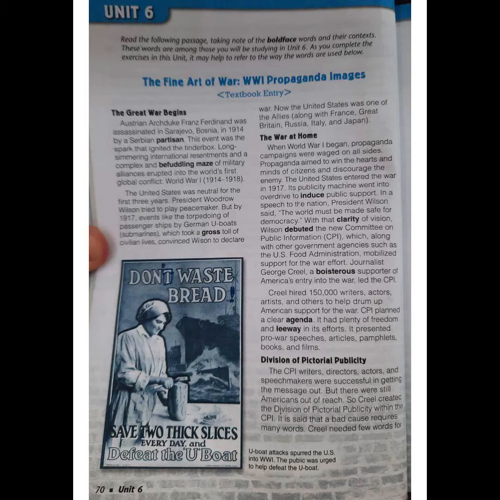The war at home. When the United States entered the war, its publicity machine went into overdrive to induce public support. In a speech to the nation, President Wilson said, "The world must be made safe for democracy." With that clarity of vision, Wilson debuted the new Committee on Public Information, CPI. It was led by journalist George Creel, a boisterous supporter of America's war effort.